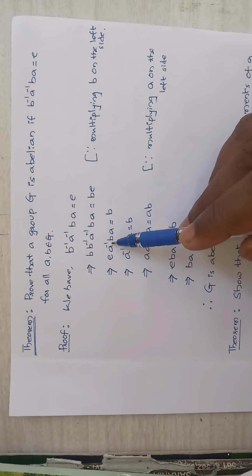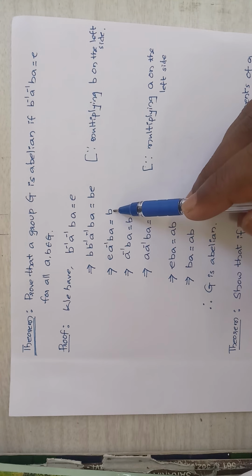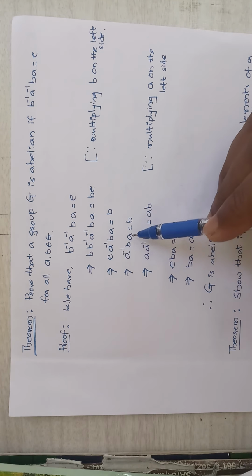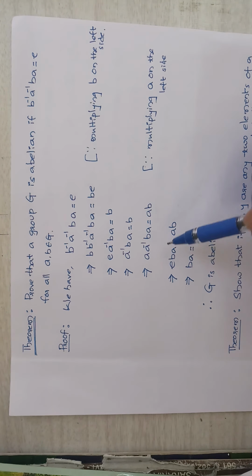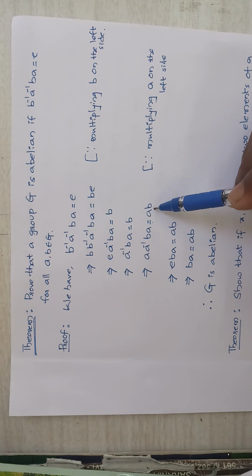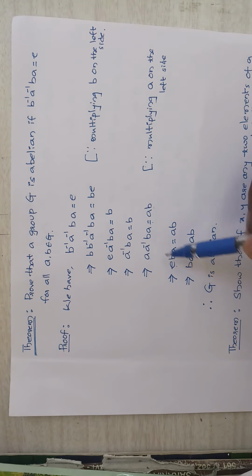E into A inverse into B into A is equal to B. So multiplying this, it will become A inverse B into A is equal to B. Now I am multiplying the left side by A. So A into A inverse into BA is equal to AB. A into A inverse is equal to E, so it becomes E into BA is equal to BA, and this is equal to AB. Therefore Z is abelian.